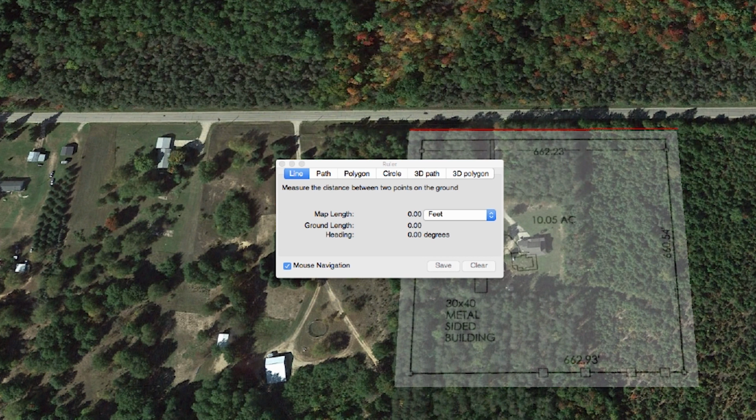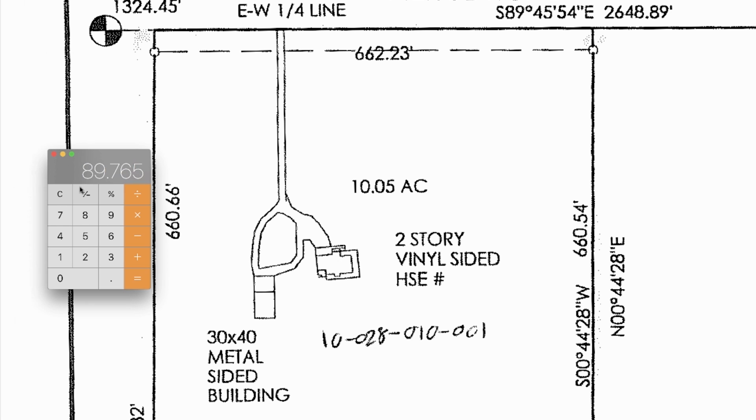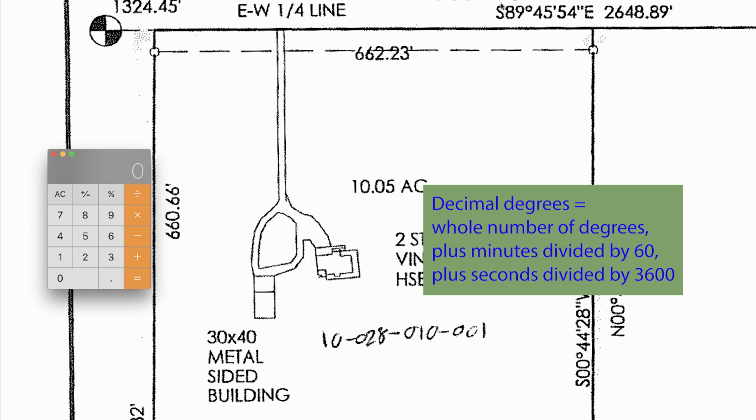Again, here's the math for you. Go back, write this down. Actually, I'll put it on the screen for you. Your whole number degrees, plus your minutes divided by 60, plus seconds divided by 3,600, and that will give you a decimal degree.